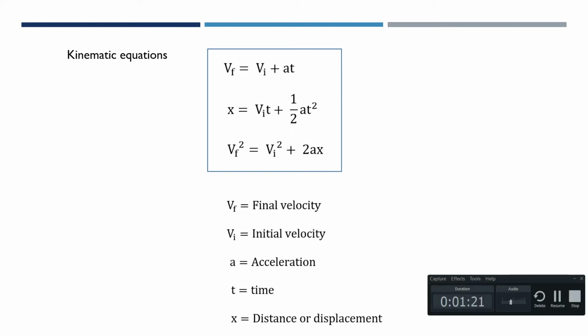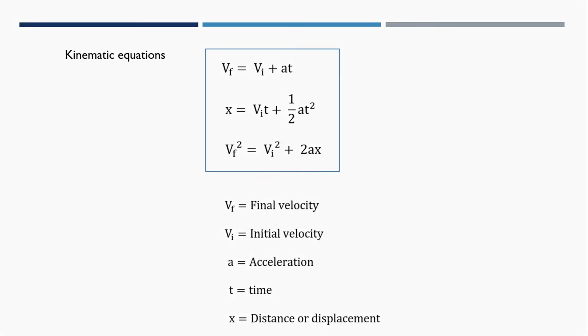If you look closely at these equations, you'll see that each equation has 4 physical quantities. You'll be given 3 of them, and it's required to find the fourth one. Let's save time and start with question number 1.